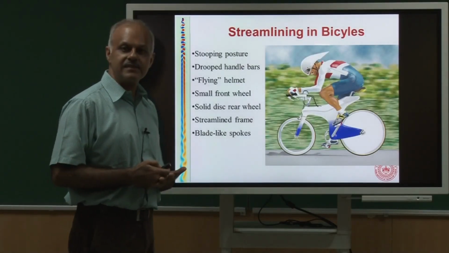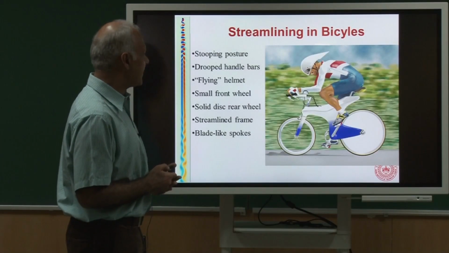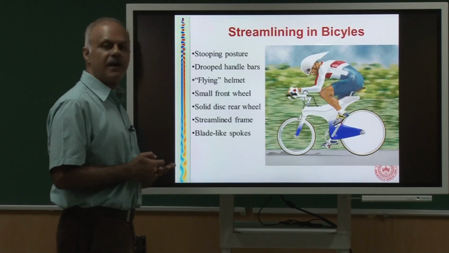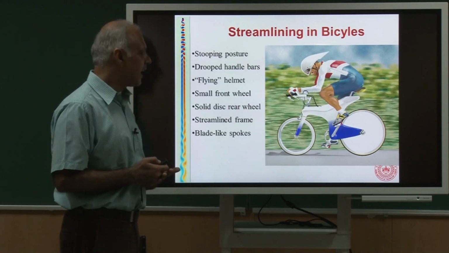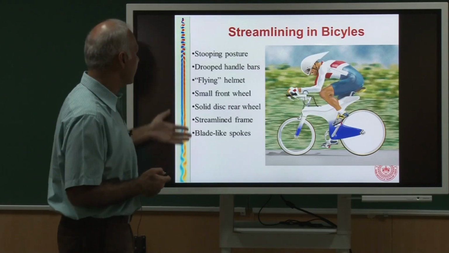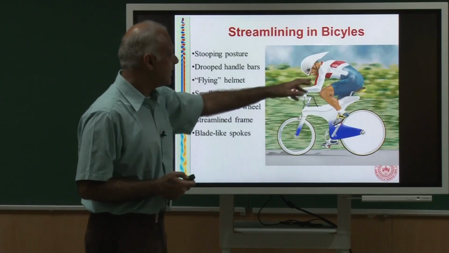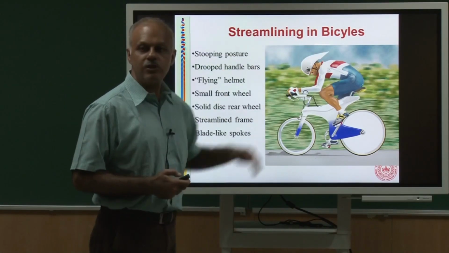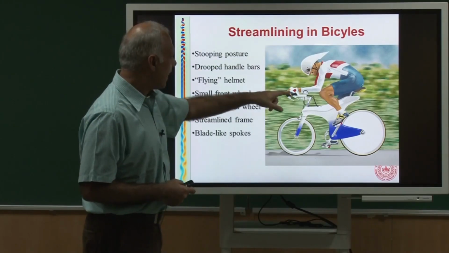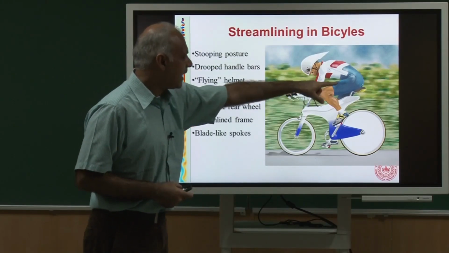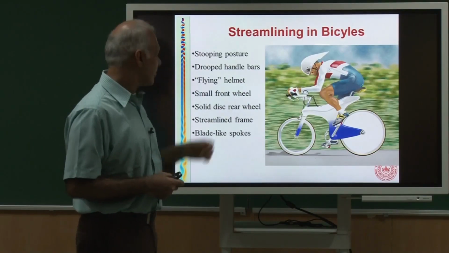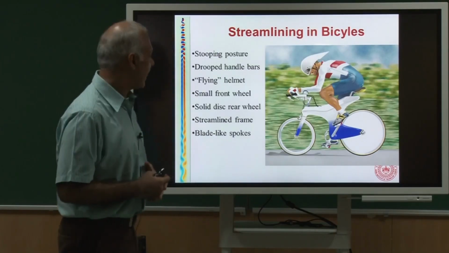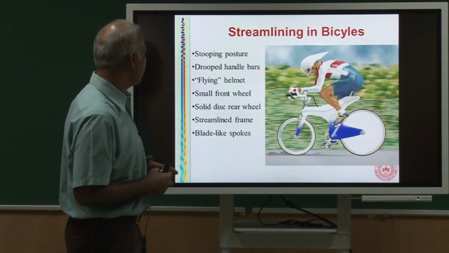How about bicycles? So here is an example of a design where I would like to use my knowledge of fluid mechanics to reduce drag, and these are some of the attributes. So first thing is, I would like to reduce the frontal area and the flow should go smoothly over me. So therefore I would make the handles so that I am forced to stoop. So I must have a stooping posture so that the flow goes over me very nicely. So that is the drooped handlebars.